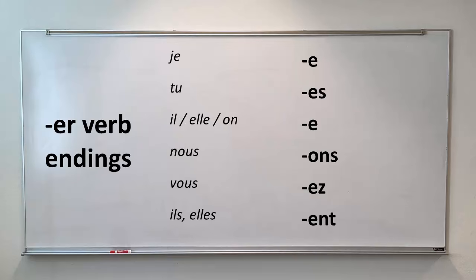Remember that for regular ER verbs, you use the following endings. These are endings that you simply must memorize. Native speakers have to memorize them. They just do so through practice. There's really no way to avoid it if you want to have the skill to conjugate consistently well regular ER verbs. You just have to memorize the endings. So once you have those memorized, then you're ready to go.